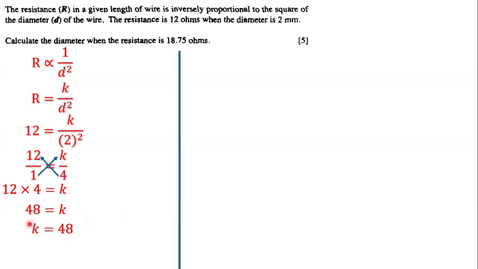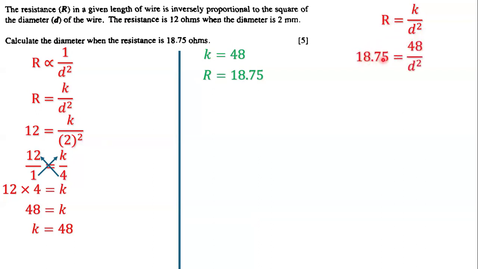Next, seeing that we already know the constant, the constant in this situation is 48. Now we're going to figure out the diameter when the resistance is 18.75 ohms. We know that K is equal to 48, and we know that R is equal to 18.75. And we have this equation, R is equal to K all over D squared, because the resistance is inversely proportional to the diameter squared. And so we substitute those values.